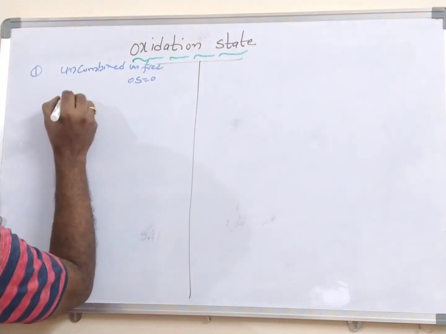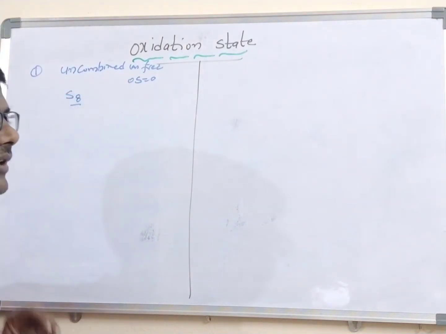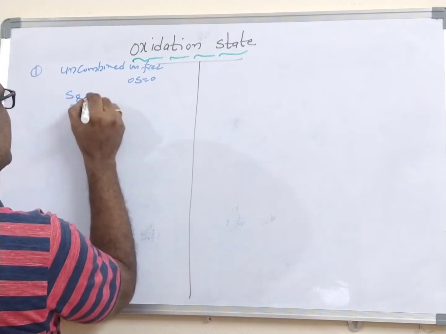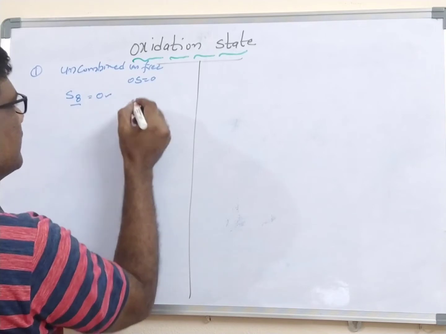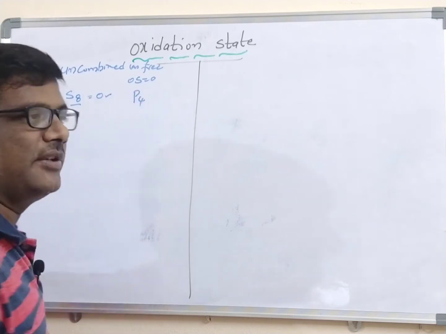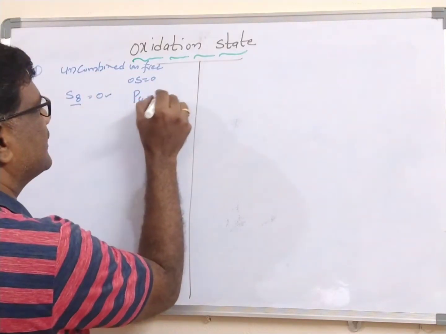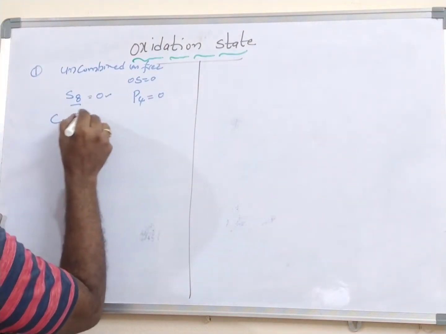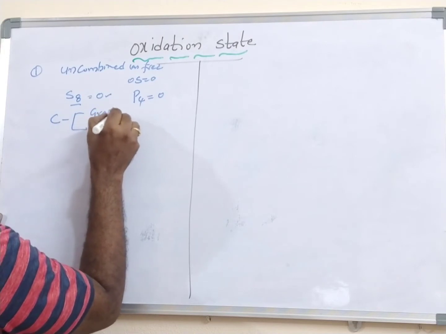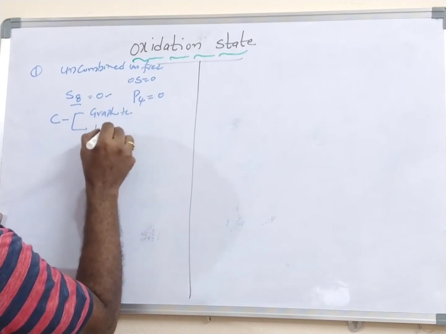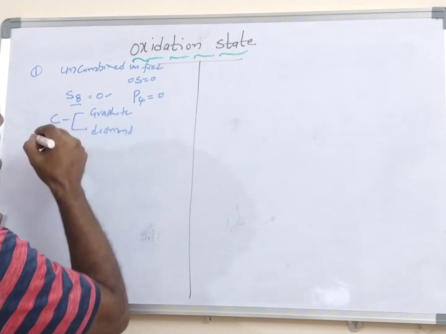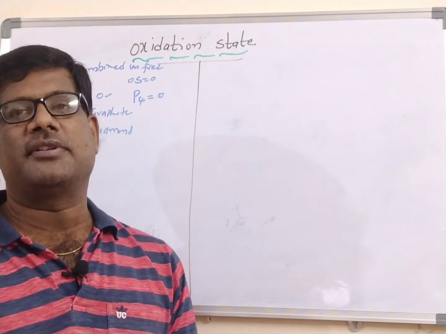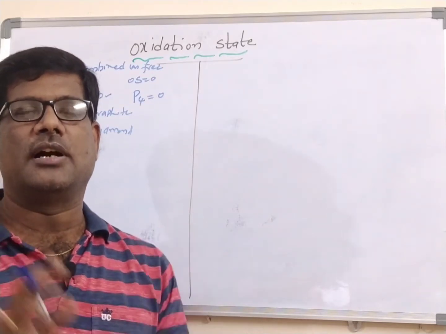Best example, sulfur is available in the form of the octaatomic S8 molecule. That's why the oxidation state of sulfur in S8 is 0. Phosphorus is available as the P4 molecule. That's why the oxidation state of phosphorus in P4 is 0. The oxidation state of carbon in graphite is very important for the EAMCET examination. Diamond and graphite are nothing but allotropes of carbon. They are the pure forms of carbon. You will get no other element, only carbon.